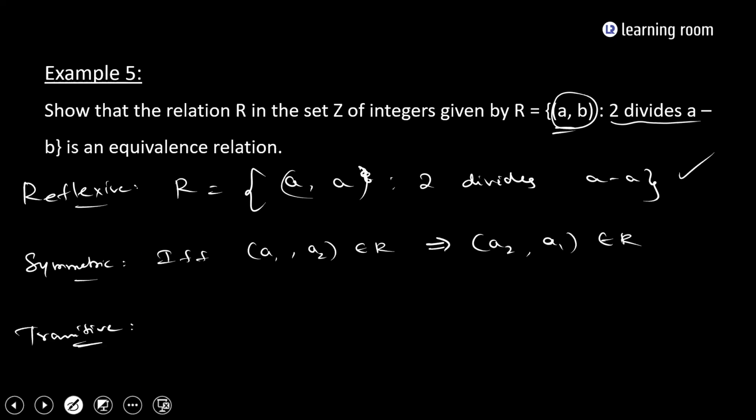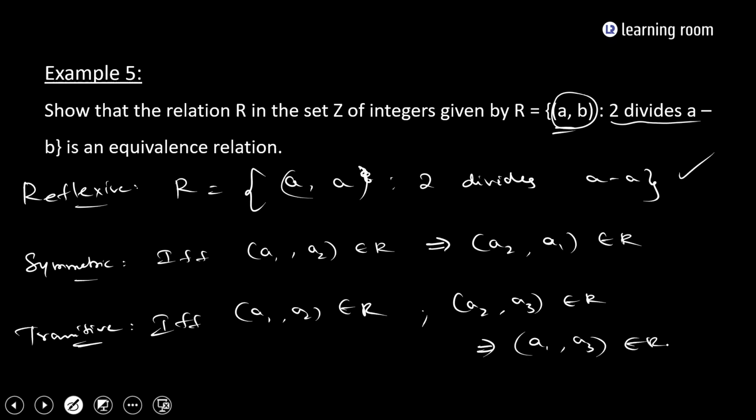Transitive. If I believe A1 comma A2 belongs to R is true, and A2 comma A3 also belongs to R is true, from this, can I conclude that A1 comma A3 also belongs to R? You think and tell me. Don't just answer the question.